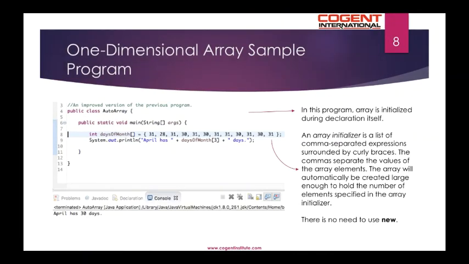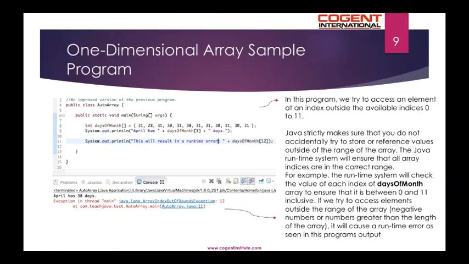Here's another variation of initializing the array without using the new operator. In this program, an array is initialized during the declaration itself. So how is the initialization happening? It is happening using an array initializer. What is an array initializer? An array initializer is a list of comma separated expressions surrounded by curly braces. The comma separates the values of the array elements. The array will be automatically created large enough to hold the number of elements specified in the array initializer. There is no need to use a new.